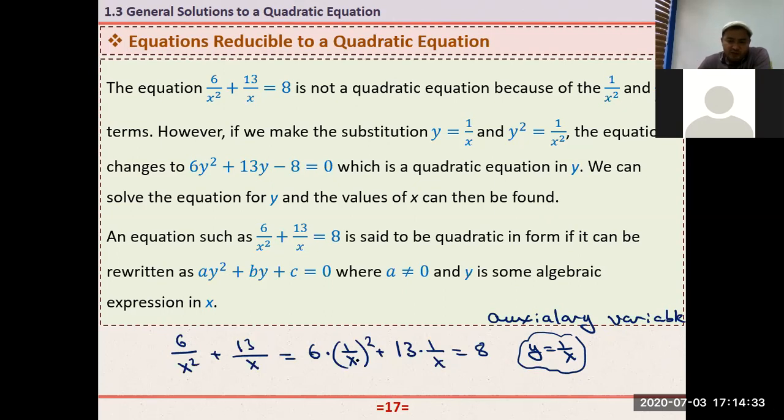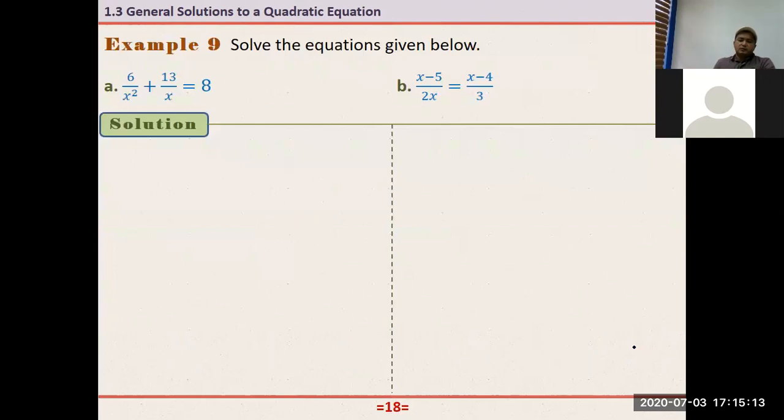Let's substitute what I have here: 6 times y squared plus 13 times y is equal to 8. Take 8 to the left-hand side, and it becomes a quadratic equation. Now we know how to solve this because we already have a tool, our formula. Using that formula or factorization, any method you like, solve it and we get y. After we get y, substitute again, and I can get the value of x, where x equals 1 over y. That is one method to solve equations reducible to a quadratic equation.